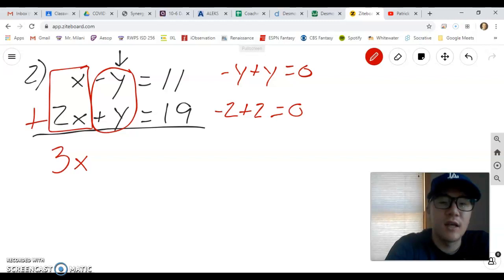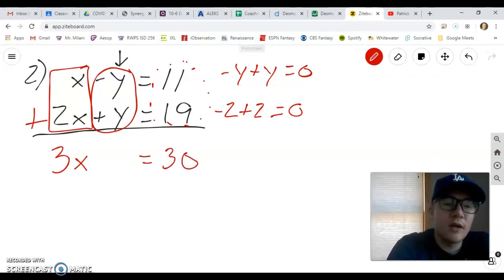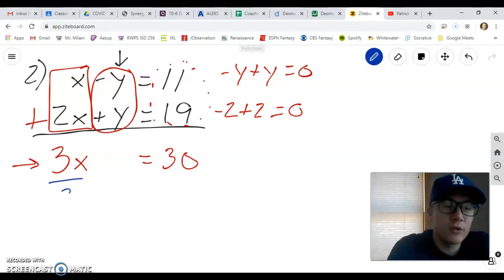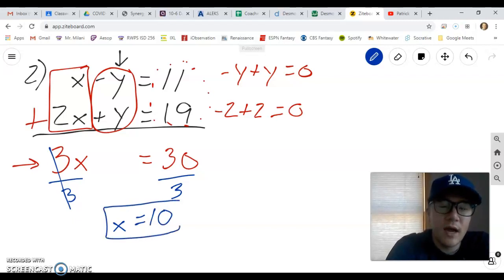And then you've got this 11 plus a 19. 11 plus 19 is going to give you 30. So what you're left with is this equation of 3x equals 30. Only one step here to find your x. Divide both sides by 3. And your x equals 10. So that's 1/2 of your xy already taken care of.